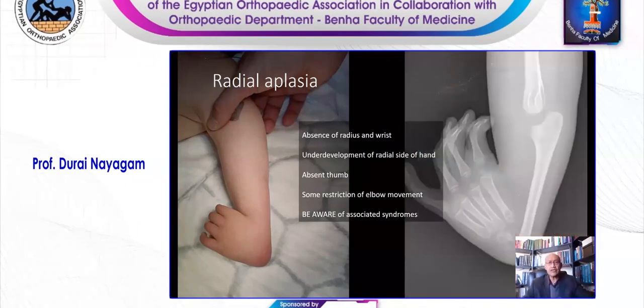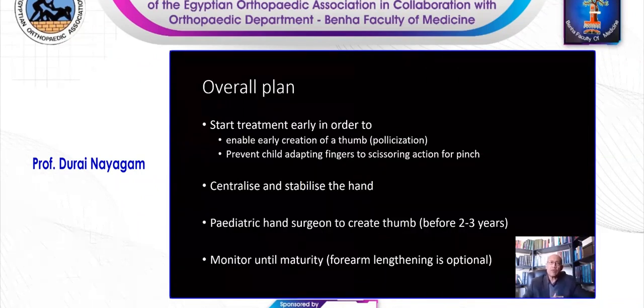As you can see from the X-ray, the forearm and the arm itself is shortened, and in this particular case, there are only 4 digits. The overall plan for treatment is to start early, and the rationale for starting early is to enable the wrist to be centralized and to provide a stable platform for a pediatric hand surgeon to pollicize one of the fingers and thereby create a thumb.